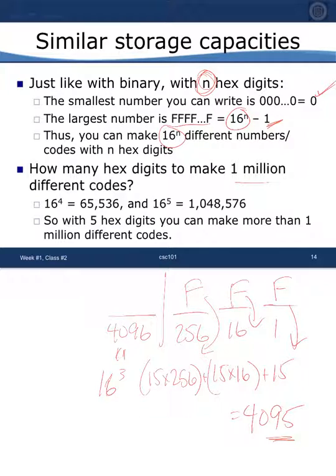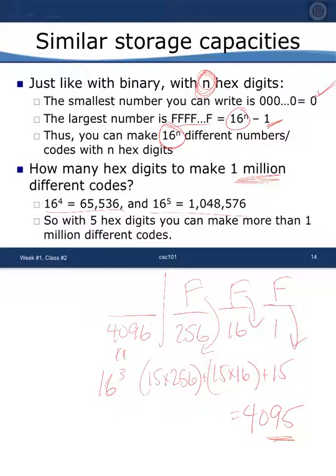Well, if I go about the same idea, with n hex digits you can make 16 to the n different codes. Then how far do I need to go to get to 1,000,000? Well, if you just do powers of 16, 16 to the 4th is about 65,000. So that won't get you enough to get to 1,000,000. But if you go to the 5th power, 16 to the 5th power is just over 1,000,000, which means you should need 5 hex digits.